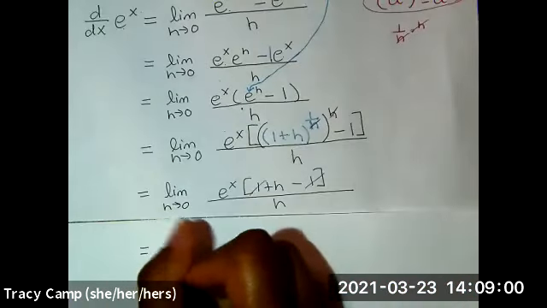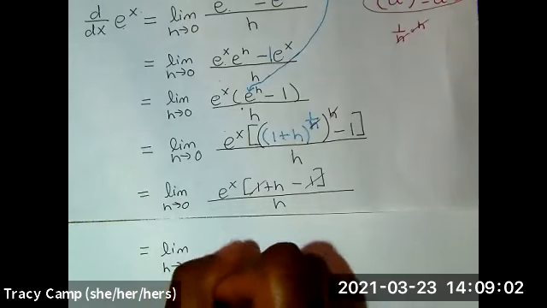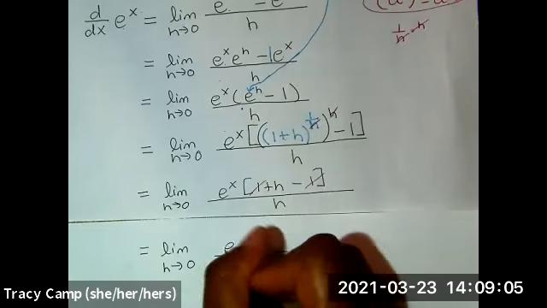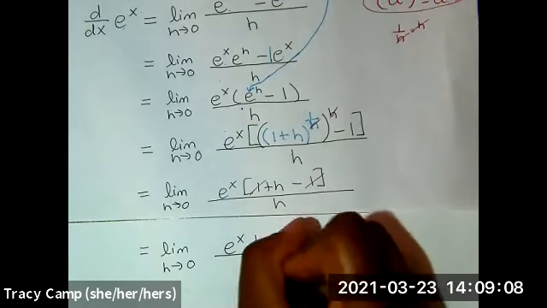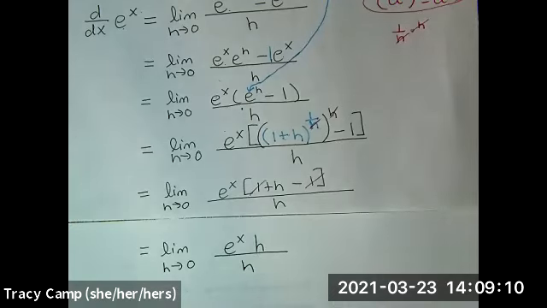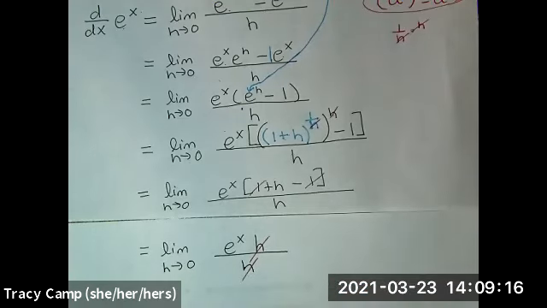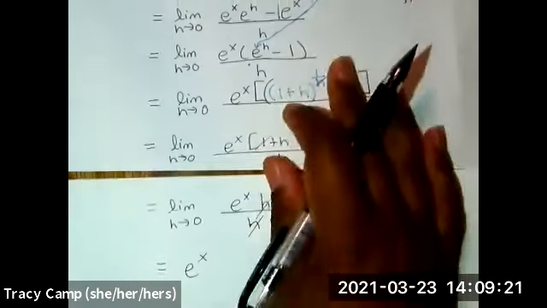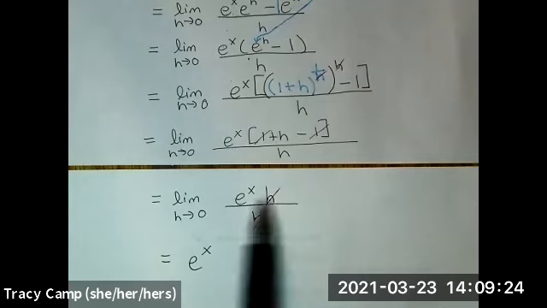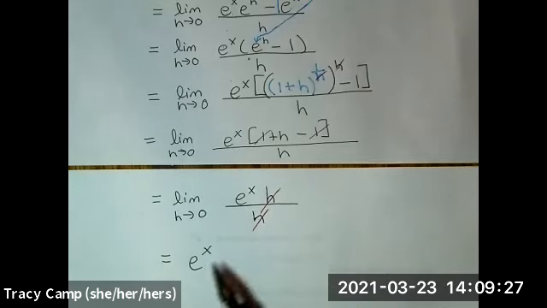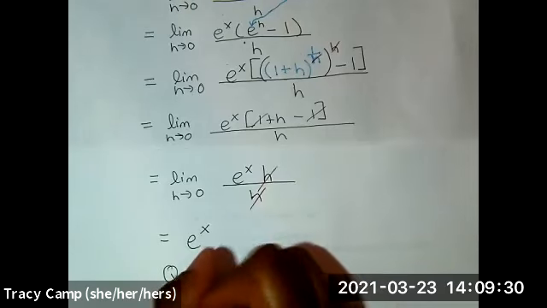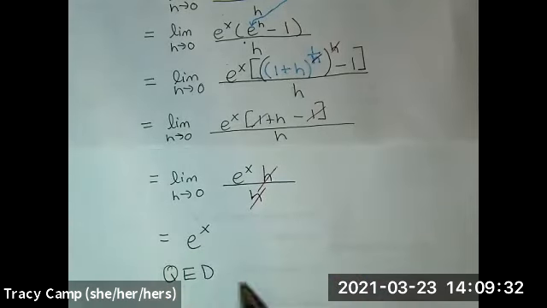So now I have the limit as h approaches 0 of e to the x, and all I have up here now is an h, and I have an h in the denominator also. And look, the h's cancel. And now all I have left is e to the x. There's not even an h to plug 0 into. So all I have is e to the x. And I am done. And the math person's way of saying I'm done, I showed you what I said I was going to show you, is to write QED.